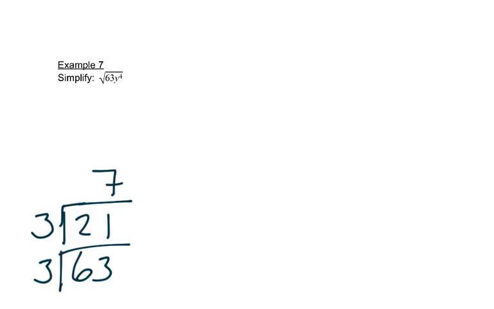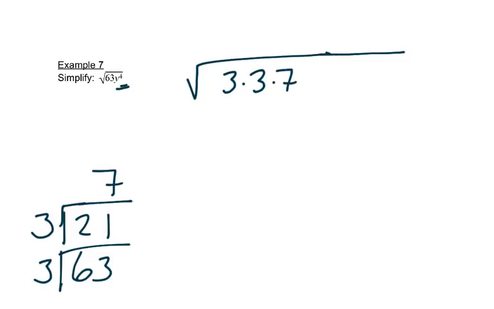Let's look at 63. 63 is odd, so I'm going to try dividing by 3 first, and that gives me 21. I'll divide by 3 again, and that gives me 7. And 7 is prime, so I know I'm done. So this is 3 times 7. And that y to the 4th really means that I have 4 y's here as well.